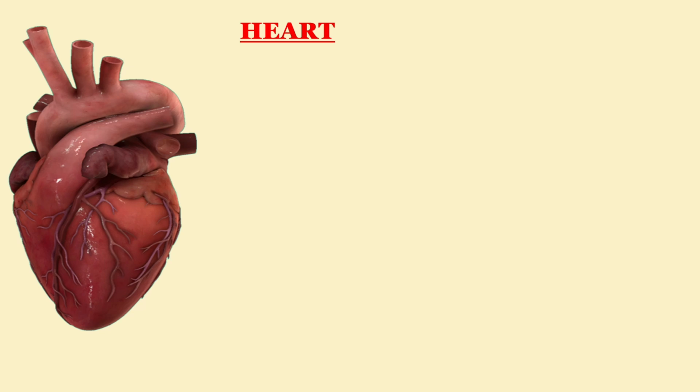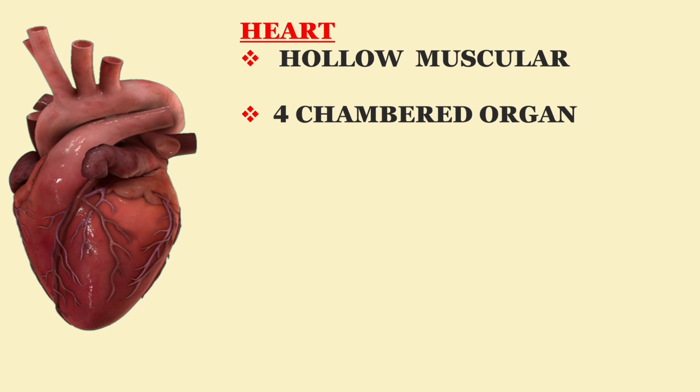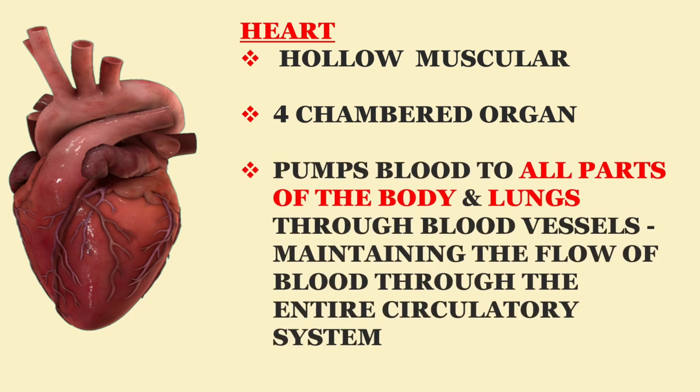So now let us see in detail the first component of the cardiovascular system, that is the heart. The heart is a hollow muscular organ which has four chambers, that is the left and right atrium and the left and right ventricle. Its main function is to pump the blood to the whole body, and as you can see in the picture, the shape of the heart resembles that of a cone.